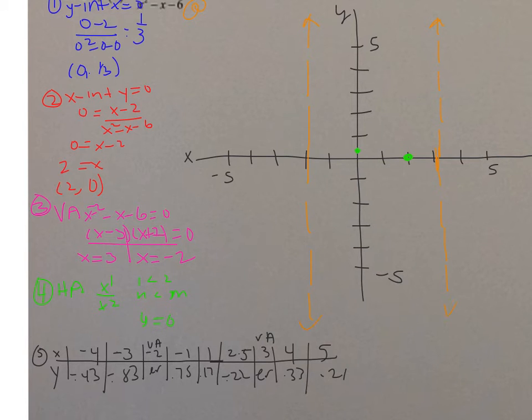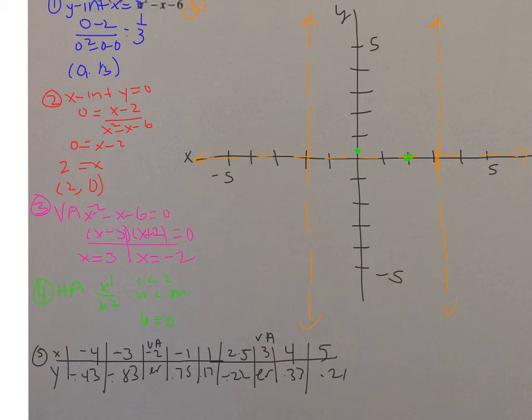Okay, so there's my vertical asymptotes. I have a horizontal asymptote. That's the x-axis. That's y equals 0. So that's right in here. Okay, so now let's plot some other points so that I know what this graph looks like.